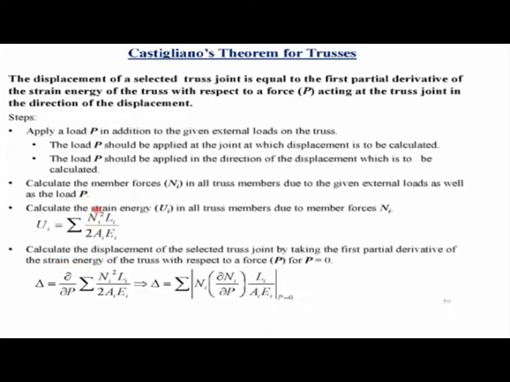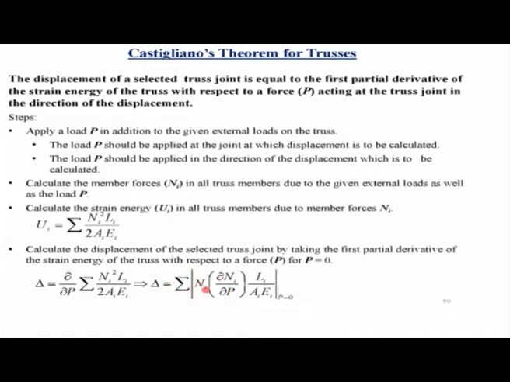Now this term n for an individual truss member would be a function of this external load P that you have applied. Then what you do is you take the partial derivative of this strain energy with respect to P. All these other terms L, A and E are independent of P. So the partial derivative would be 2n del n by del P. That 2 will cancel out in the numerator and denominator, and you will be left with the summation of n, where n is the load due to external loads as well as P, times del n del P times L over AE for individual members, and you take the summation.